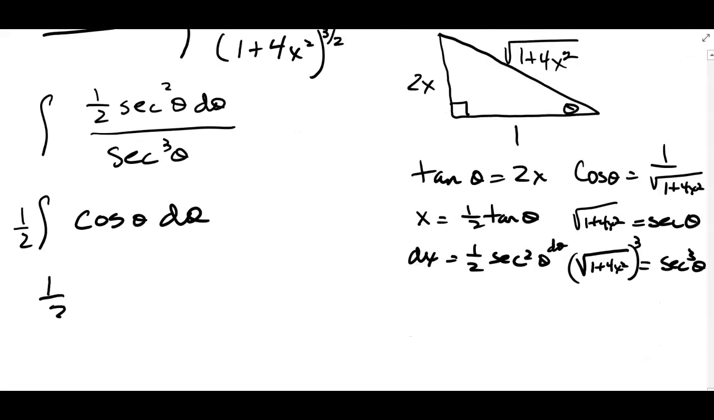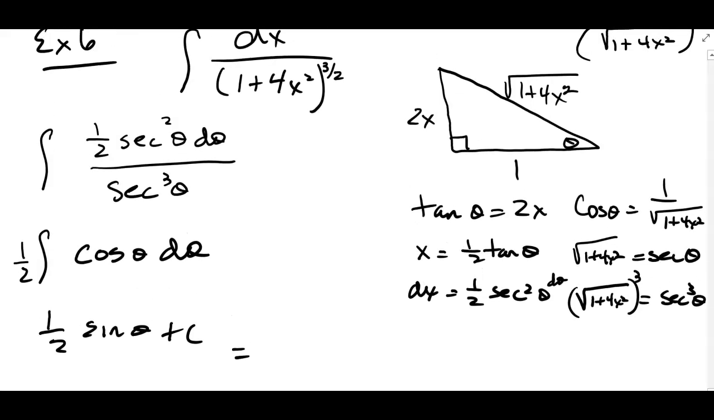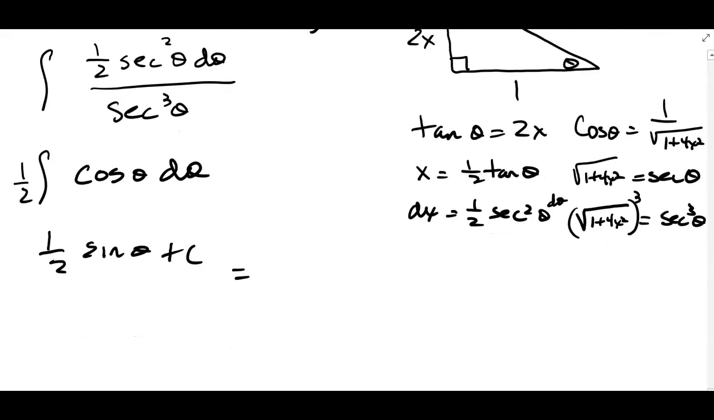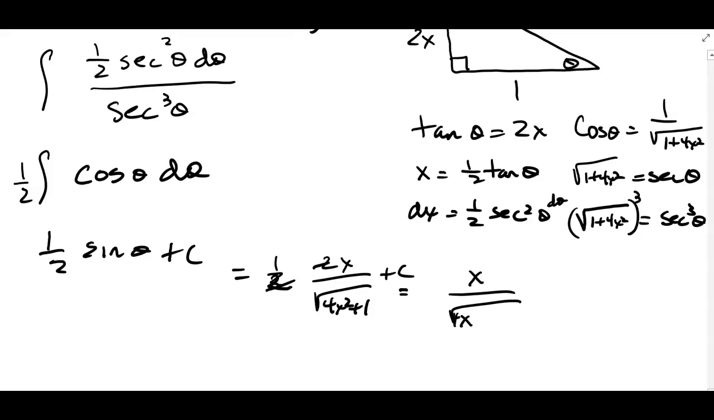And we know the integral of cosine is sine theta plus c. And your last step is to replace sine theta. All you have to do is look at your triangle. Sine is opposite over hypotenuse. So it's 1/2 times 2x over radical 4x squared plus 1 plus c. So it's x over radical. And whether you write 4x squared plus 1 or 1 plus 4x squared, it doesn't matter how you write it, they're the same exact thing. I just think that looks better.